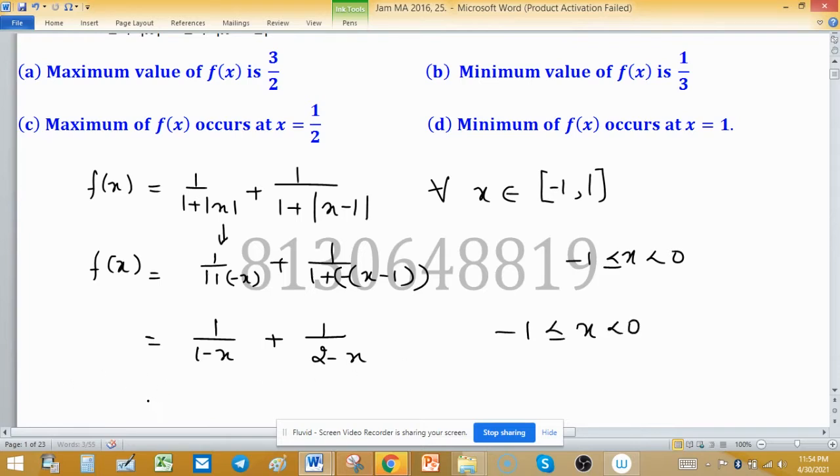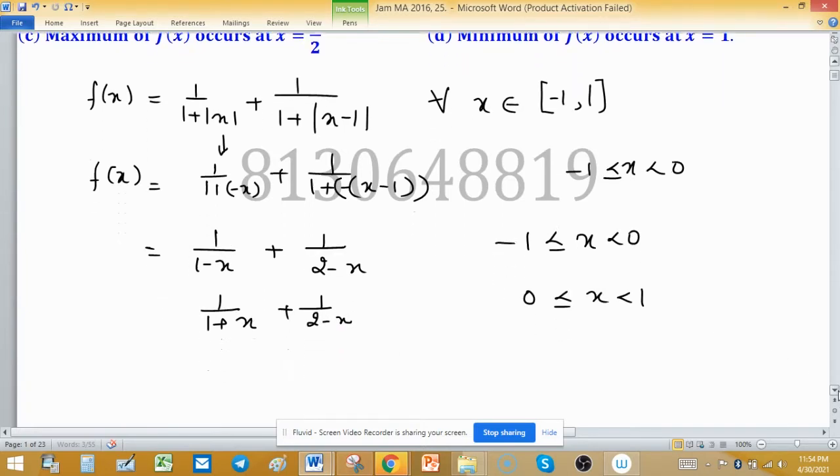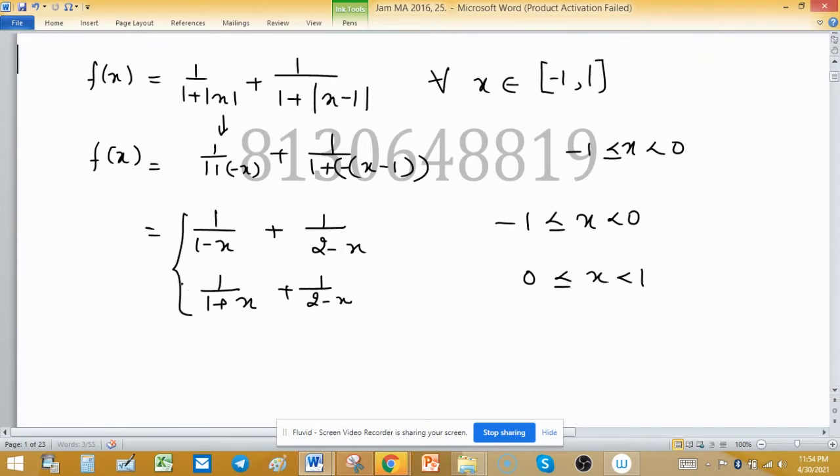And for positive values, meaning x is greater than or equal to 0 and less than 1, it will be 1 upon 1 plus x for the positive value, plus 1 upon, this is again, 2 minus x. So I have this function, this is my f(x).